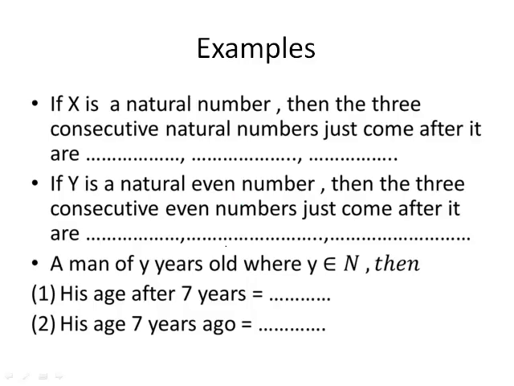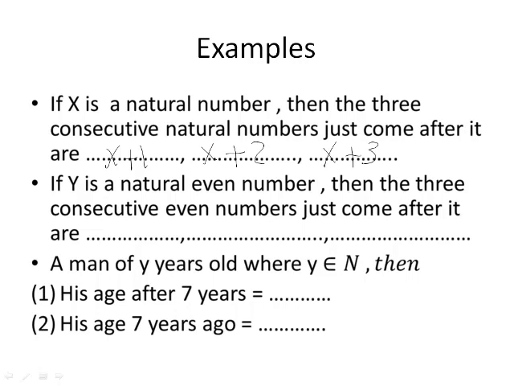Okay, let's see this example. If x is a natural number, any natural number, then the three consecutive natural numbers that come after it are x plus 1, x plus 2, and x plus 3, because we add 1 each time.